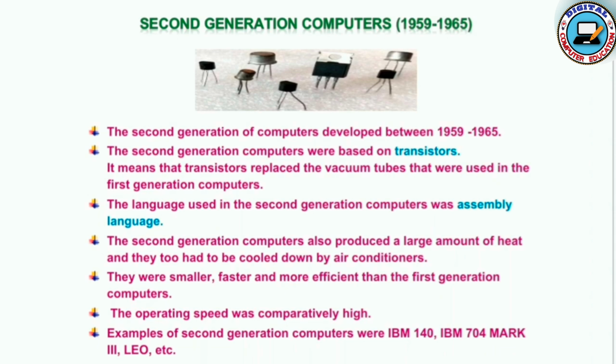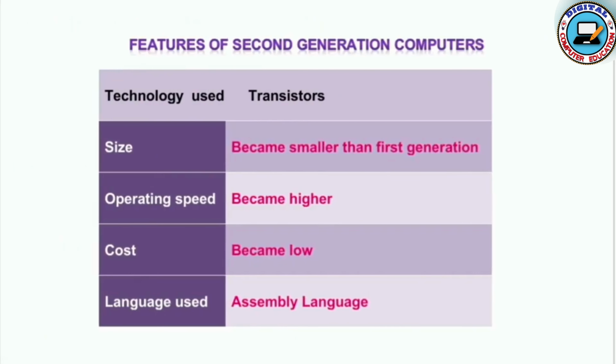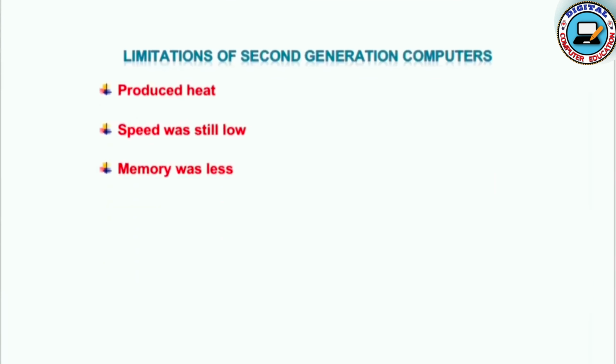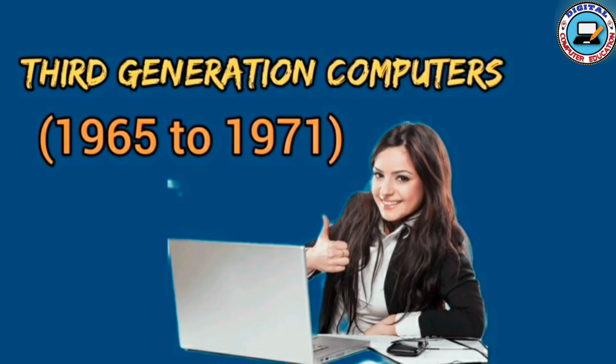Now moving forward, features of second generation computers. Technology used: transistor. Size became smaller than first generation. Operating speed became higher. Cost became low. Language used: assembly language. Let's see what are the limitations of second generation computers. Produced heat. Speed was still low. Memory was less. Due to the above limitations and drawbacks, more advanced computers were developed, which were the third generation computers.